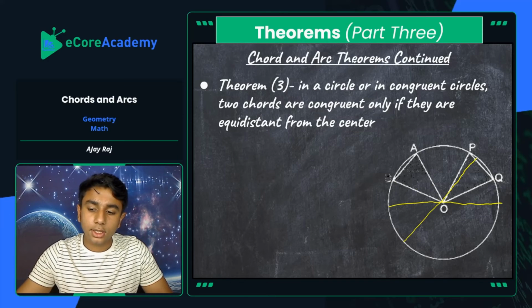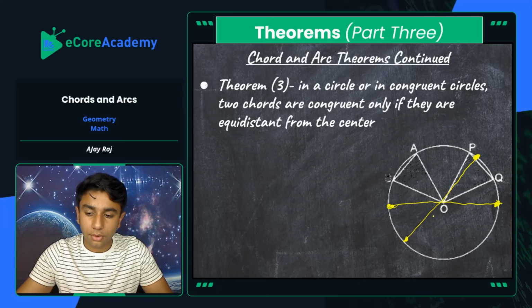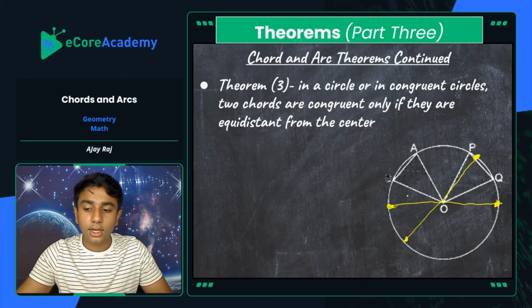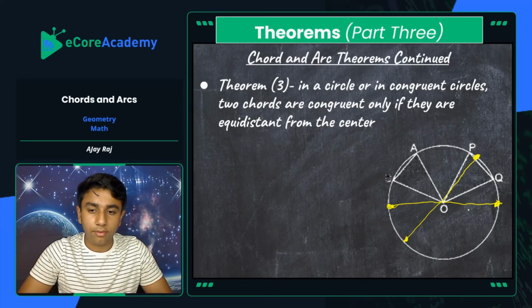And all it's saying is if all corresponding endpoints of each point on the chord are the same distance from the center, that means both chords are going to be equivalent.